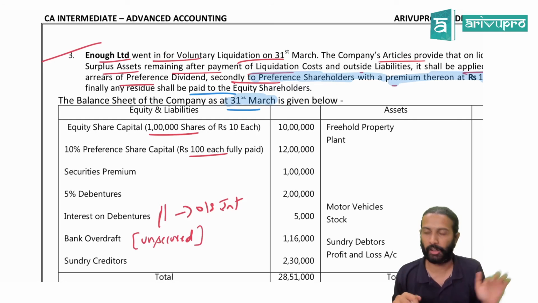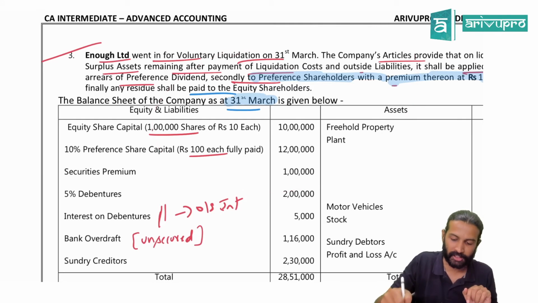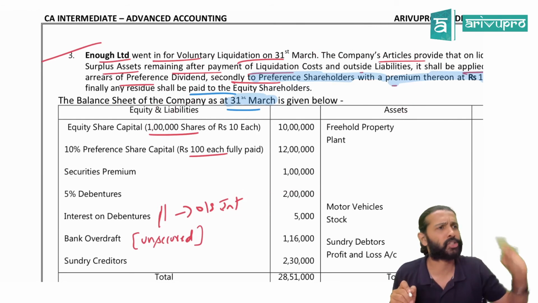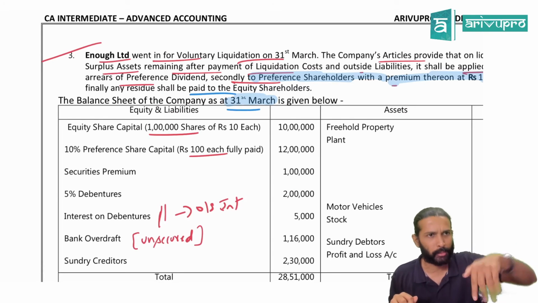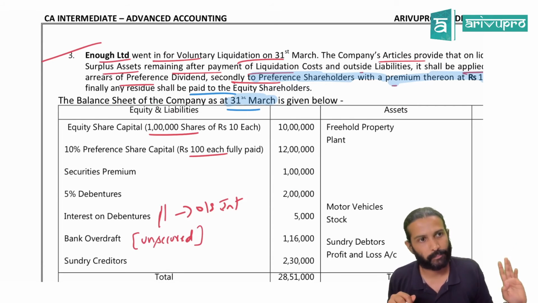Because they will not say insolvent. Have they anywhere used the term insolvency or bankruptcy here? Check. They just said voluntary liquidation. Just because they did a voluntary liquidation doesn't mean they became insolvent. Not necessary. Are we fine?